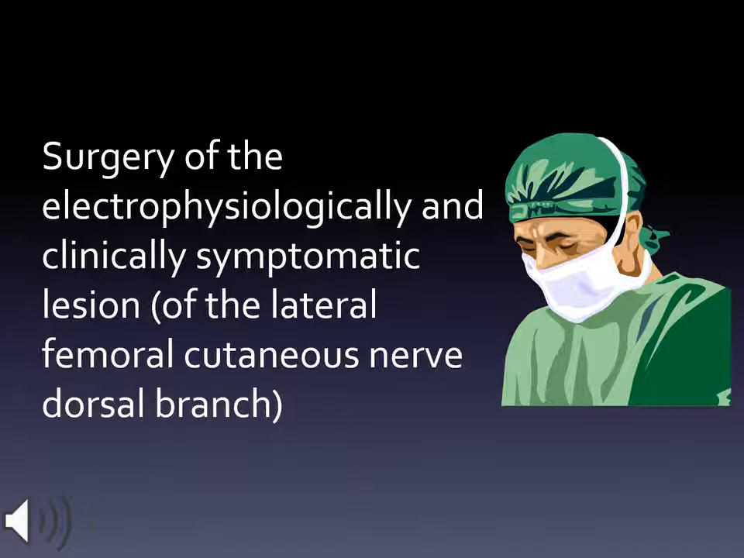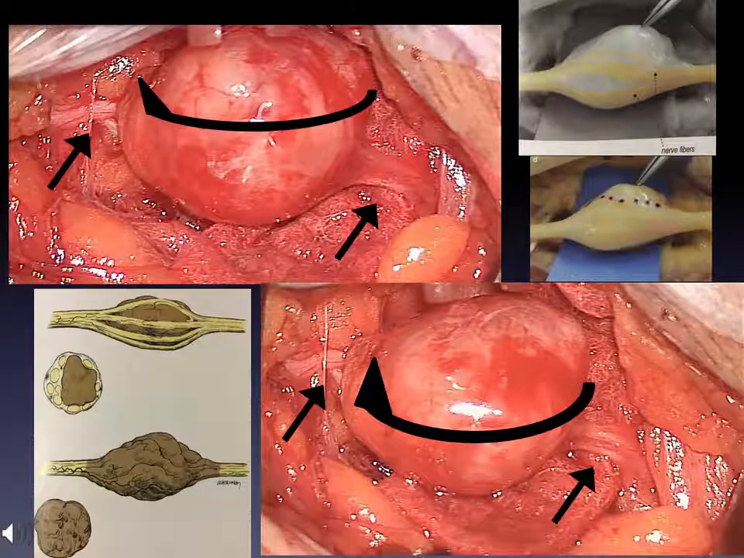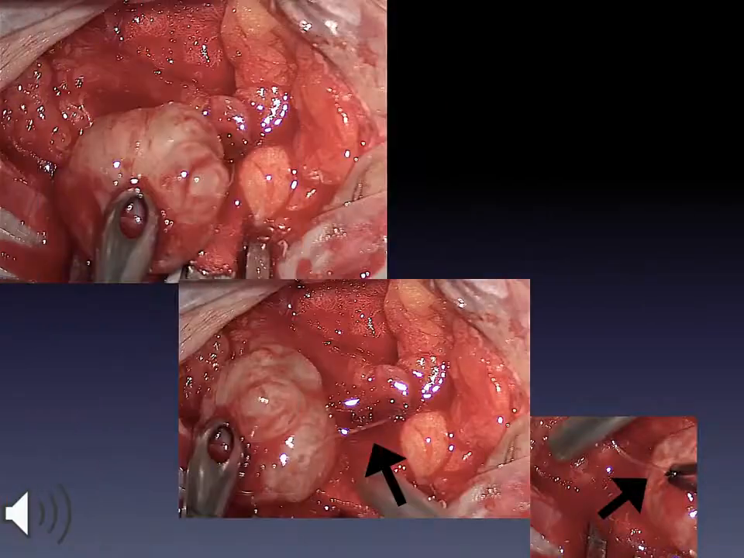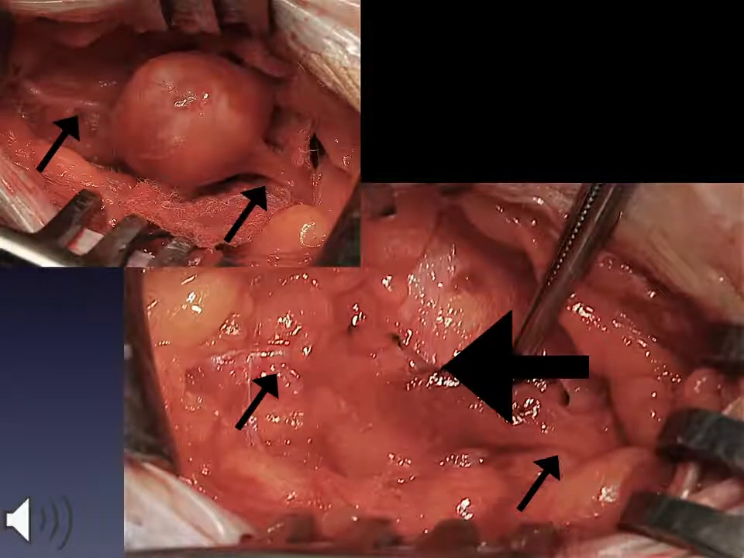Thus, we proceed to the surgery of the electrophysiologically and clinically symptomatic lesion of the lateral femoral cutaneous nerve dorsal branch. There is an identification of the nerve at both poles of the lesion. There is also an identification of the bare area for the incision. Then we have a removal of the lesion with coagulation of the single feeding fascicle of the lesion. Then we have a preservation of the continuity of the nerve bundles and juxtaposition of the epineurium with no need of a suture.